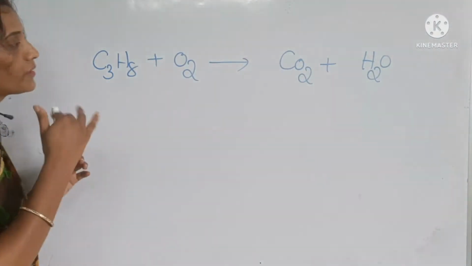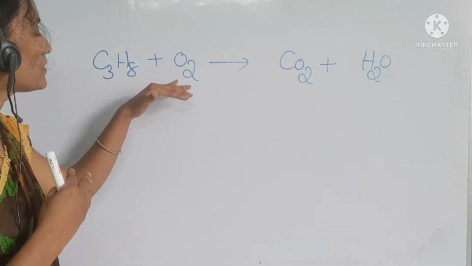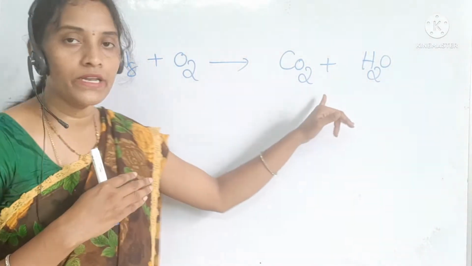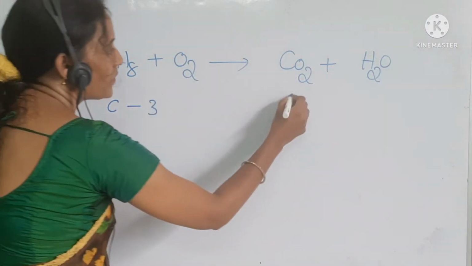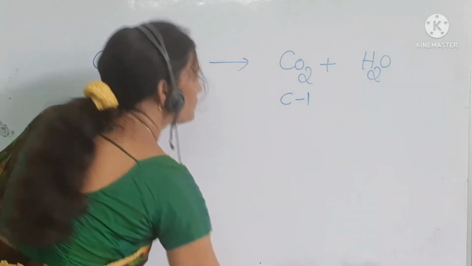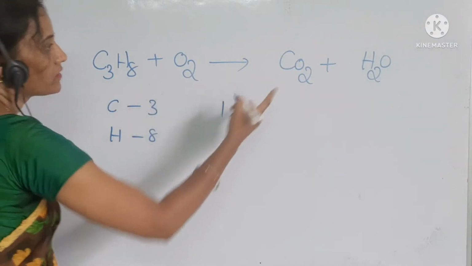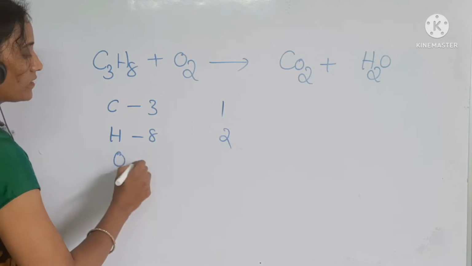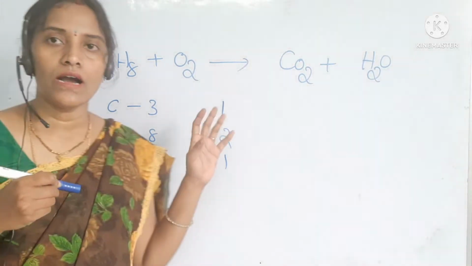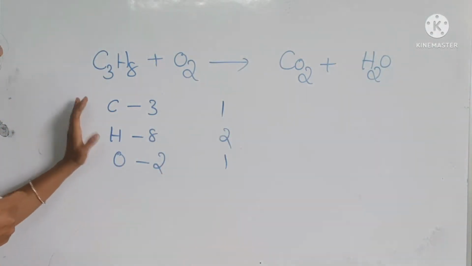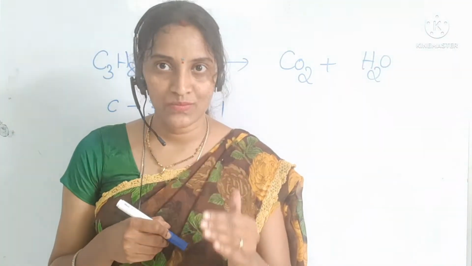So here, to balance a chemical reaction, first you need to observe how many atoms participate on the reactant side and how many atoms are formed on the product side. See, carbon atoms: here 3, there 1. Hydrogen atoms: here 8, there 2 only. Oxygen atoms: here 2, there 1 only. So it is a completely unbalanced reaction. We need to balance this reaction by using simple coefficients. We should not disturb their ratios.